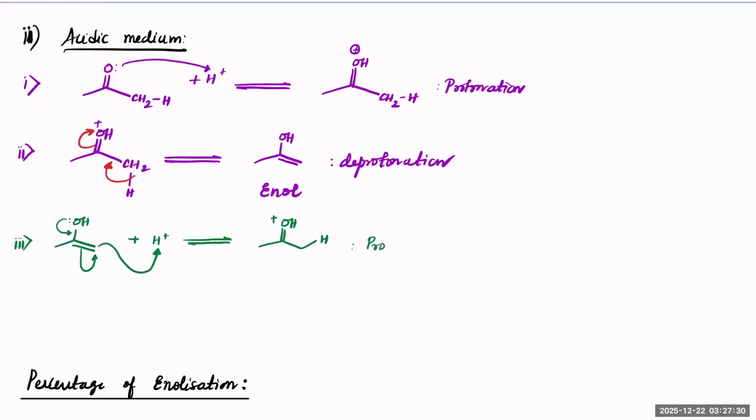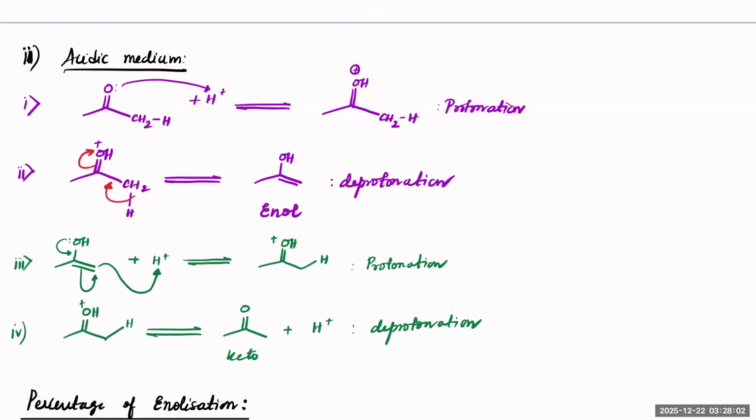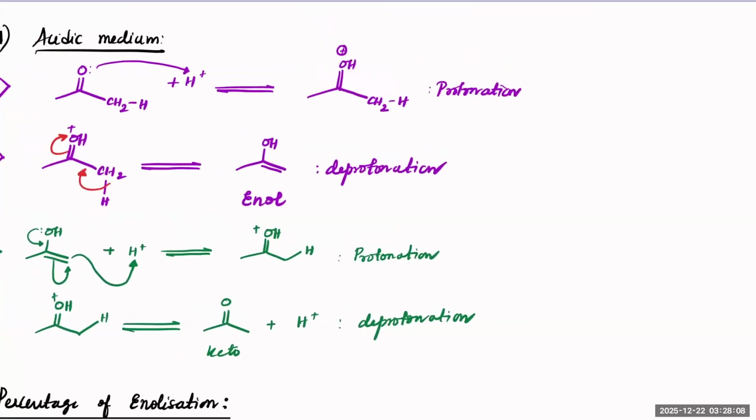So in this case, the protonation is happening, but on the oxygen position here. Okay. And next, the fourth step: once you get this double bond OH plus and H here, it will lose this H plus, because it is a part of the solution itself, plus H plus. So this will become ketone and H plus. So this is deprotonation. So protonation and deprotonation are followed in acidic medium, either you start with ketone towards enol or enol towards ketone.